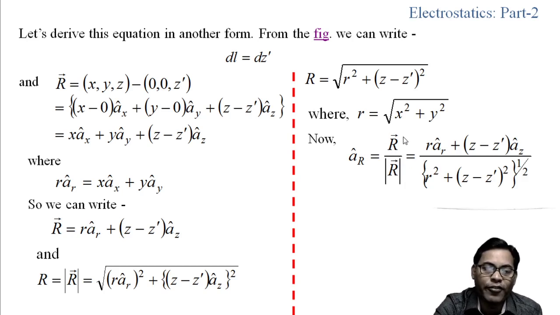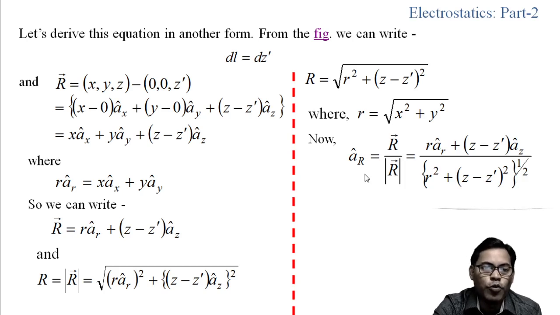So you see that the vector R is represented by this one: r ar plus z minus z prime az. And mod of R means we are getting this one, that is r square plus z minus z prime square to the power half, that means root over of r square plus z minus z prime square. So now we got the aR.